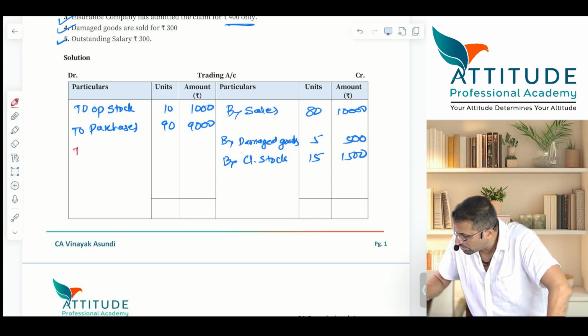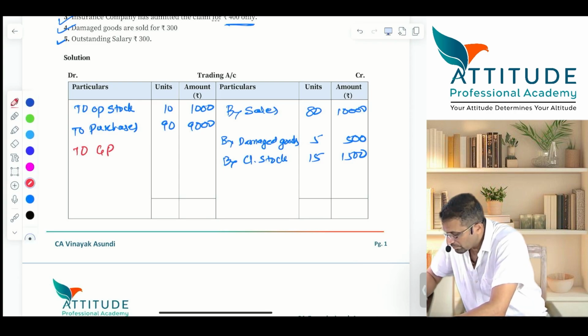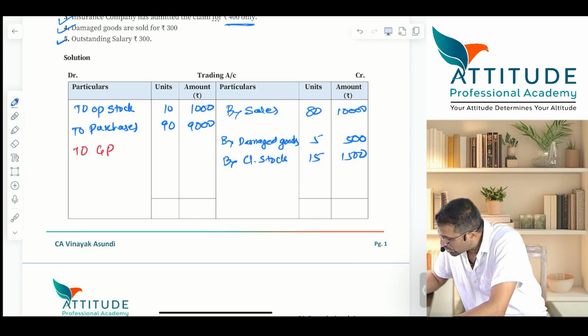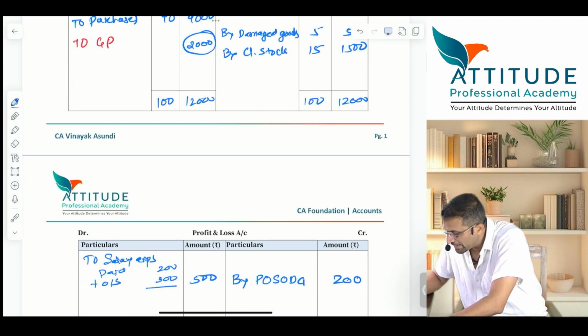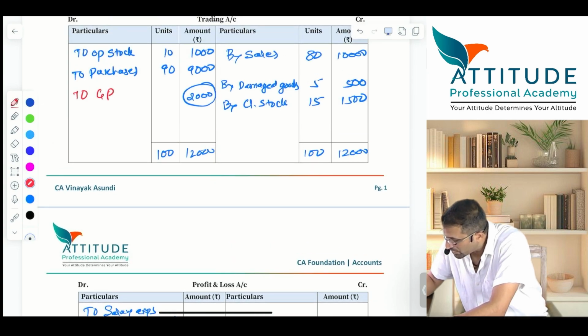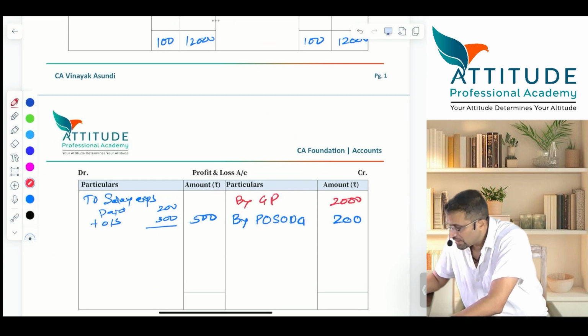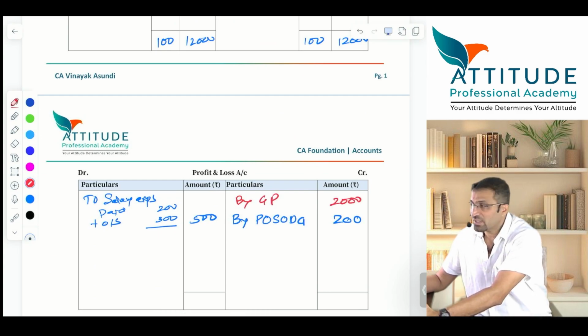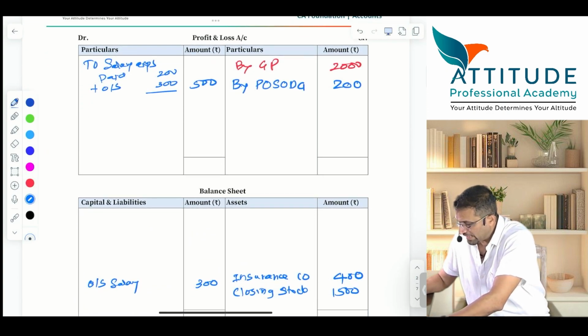Trading account debit to GP. GP bolo. 12,000. Yes, 100. Units should tally always. 12,000. To GP is 2,000. Now here, by GP, this is 2,000. GP is brought down here. By GP, 2,000. Now before passing the journal entries, I am posting them into what? P&L. We can pass it. Now tell me the journal entries.